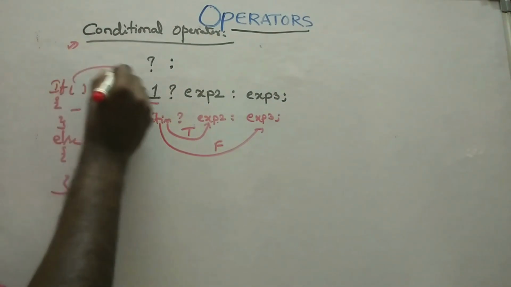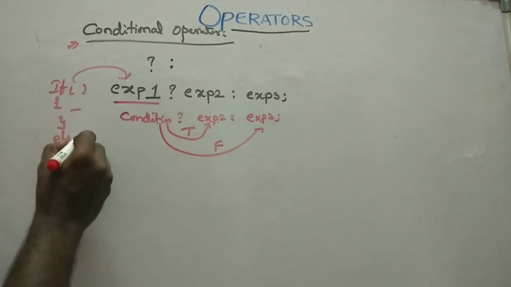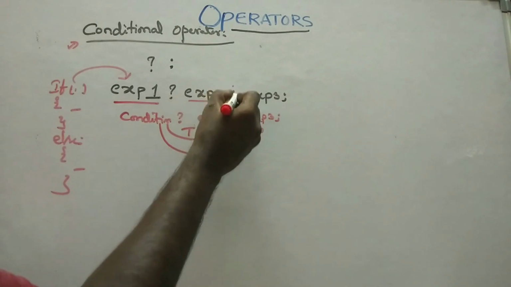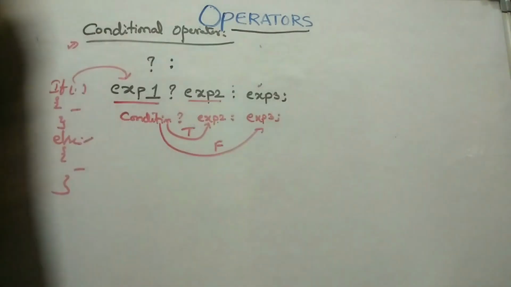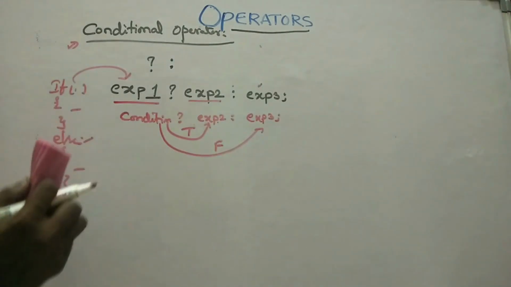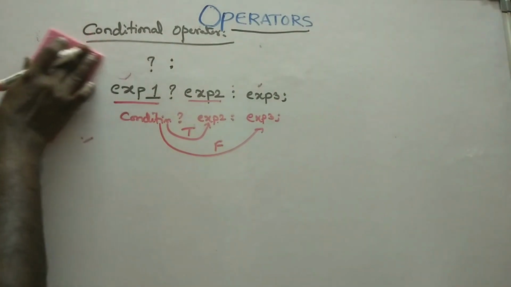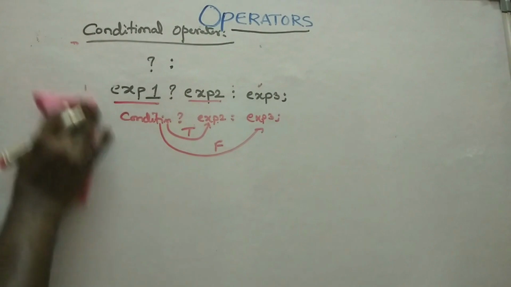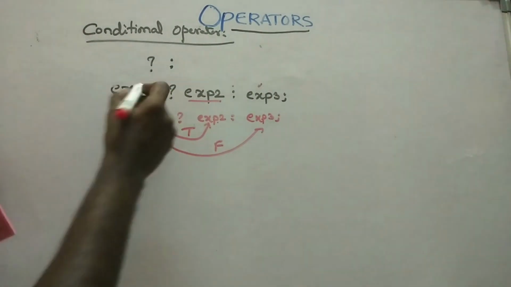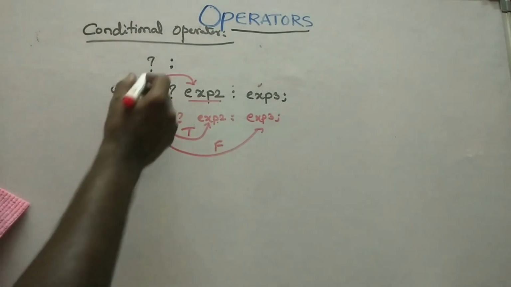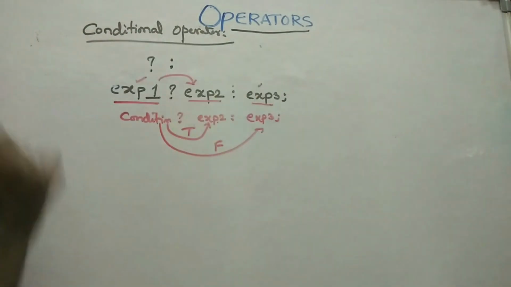That means if expression 1 is true, expression 2 will be executed. If it is false, the colon is the else part, then I can choose expression 3. Clear? The conditional operator is nothing but question mark and then colon. Whenever expression 1 is true, I execute expression 2. If it is false, I execute expression 3.